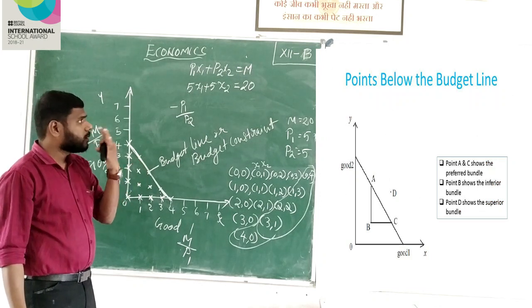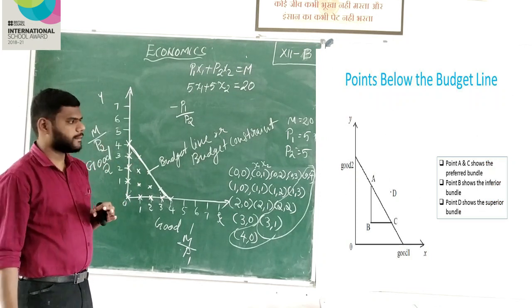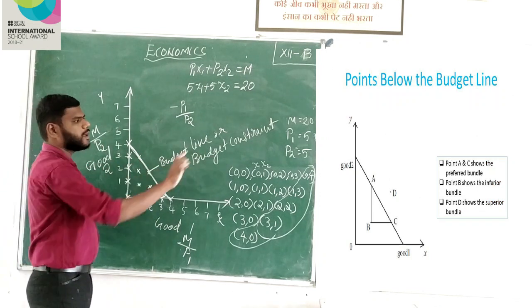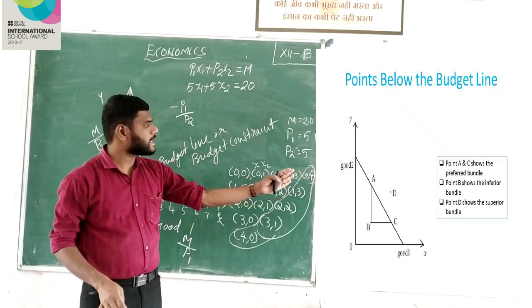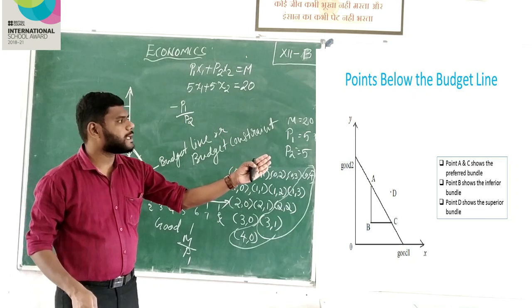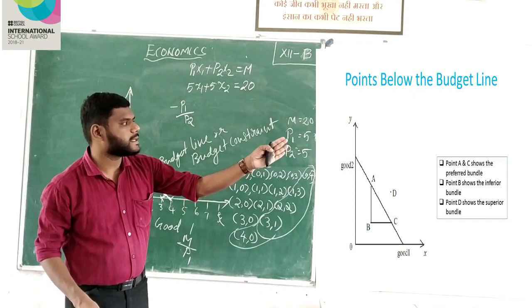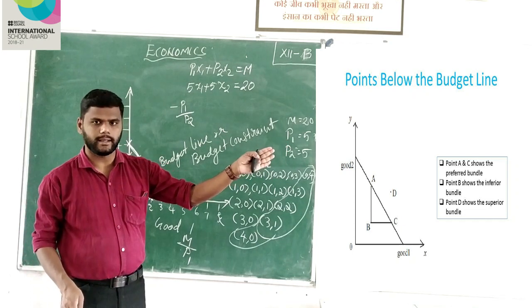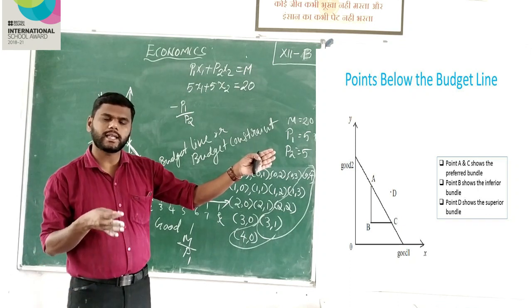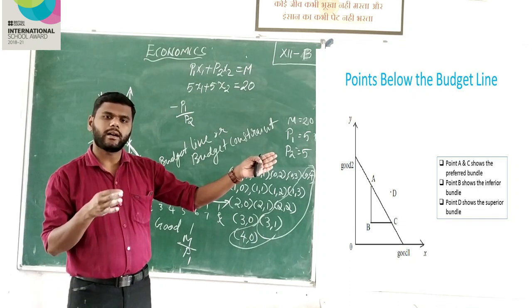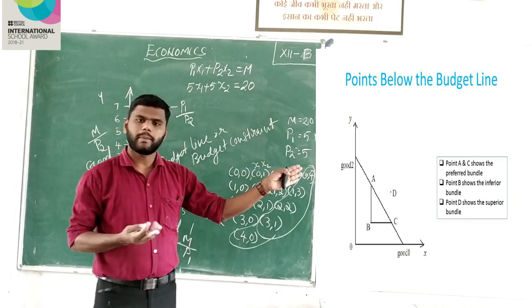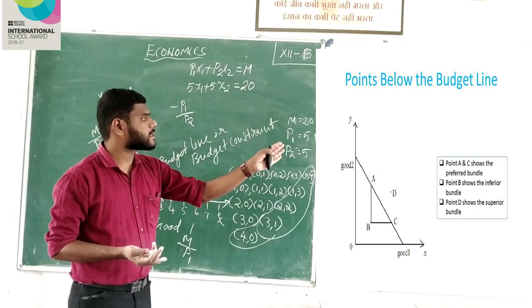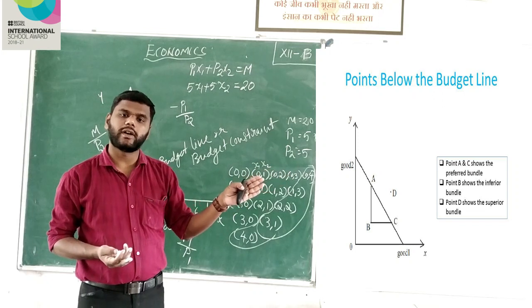Before that, the points below the budget line. Here, the same picture. The points on the budget line, that is, points A and C, show the preferred bundle. That is, with his income, a consumer can purchase them. A and C indicate the preferred bundle.